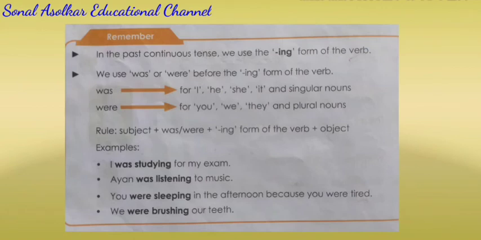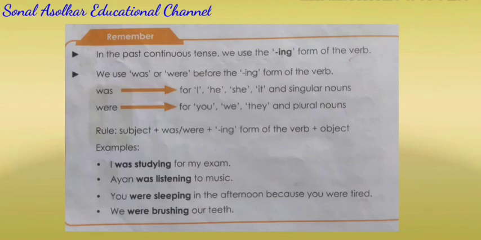Remember students, in the past continuous tense we use the ing form of the verb. We use was or were before the ing form of the verb. Was for I, he, she, it and singular nouns. Were for you, we, they and plural nouns. Rule: subject plus was / were plus ing form of the verb plus object.